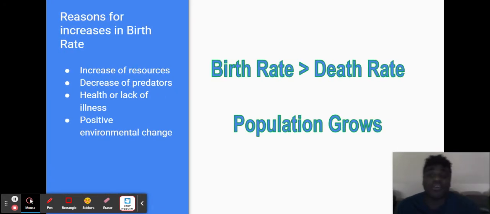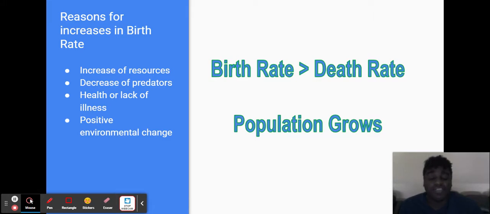Now, reasons for increases in birth rate could be an increase in the available resources, like there's more food available or there's more space. A decrease in the number of predators. Maybe the predators that were eating the individuals in that population were killed off, and so now more organisms can be born because there's less things that are trying to kill them. And also just the general lack of illness. Illness does occur, but if it doesn't, then the birth rates can continue to climb.